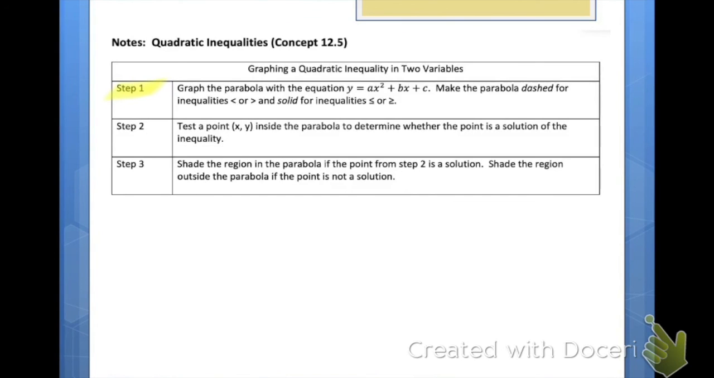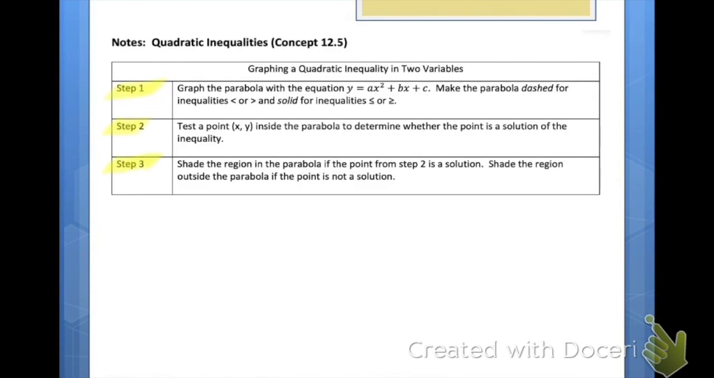The second step is to test a point inside or outside the parabola to determine which of those areas will have the points that will satisfy the inequality. There are just some general rules that we can follow, but testing a point is the most accurate. And then that will determine where you want to shade. So either inside the parabola or outside the parabola, above or below, to show the region which satisfies the inequality.